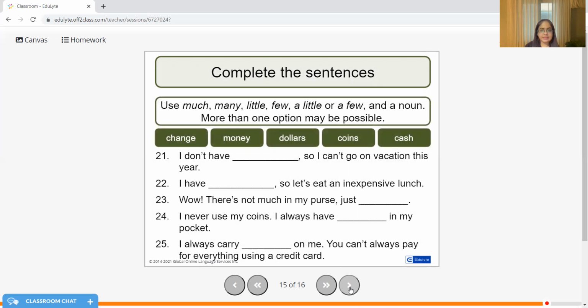I do not have money, so I can't go on vacation this year. Or I can say I do not have much money. I have dash, so let's eat an expensive lunch. I have enough money or many coins or maybe much cash, like that I can choose. Wow, there is not much in my purse, just a few coins. Okay, I never use my coins. I always have few in my pocket. I always carry dash on me. I always carry few cash with me.